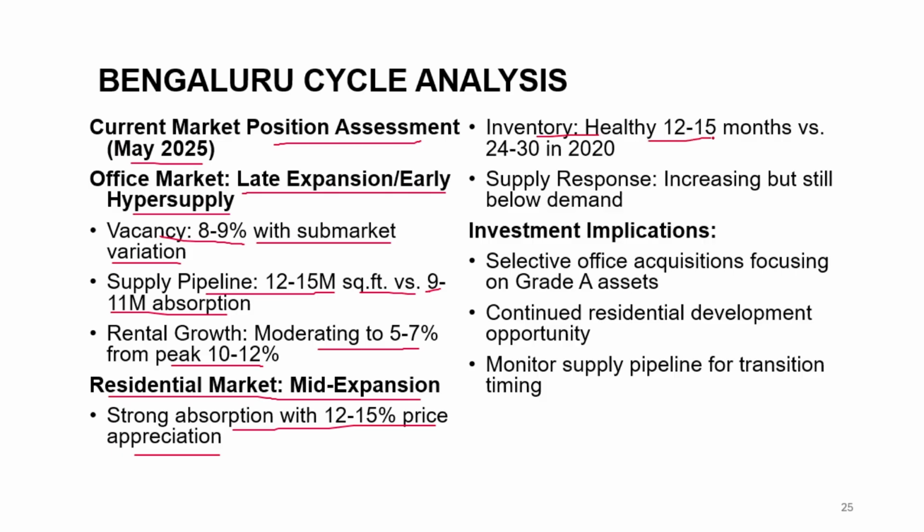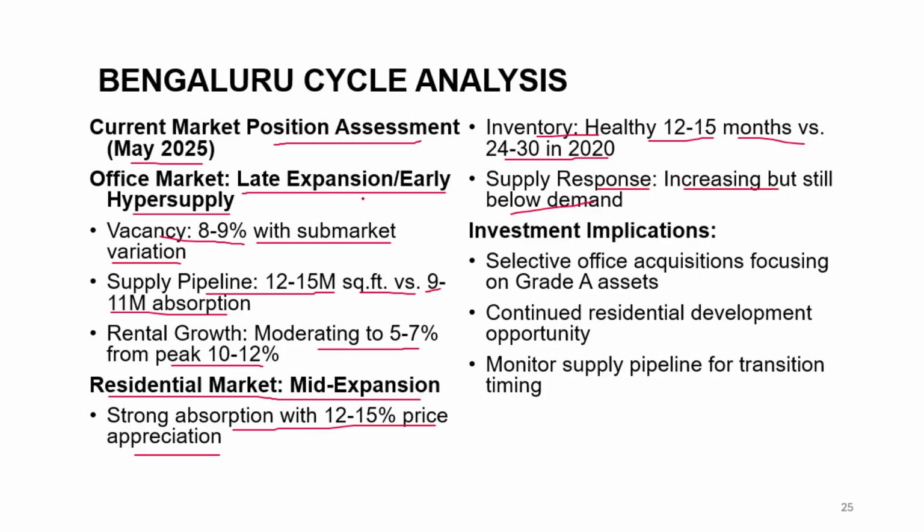Inventory is healthy at 12 to 15 months versus 24 to 30 in 2020. Supply response is increasing but still below demand. So in office, we have late expansion, early hyper supply. In residential, there is a mid expansion. So the residential market is still in the expansionary stage, while office is in either early hyper supply or late expansion stages.